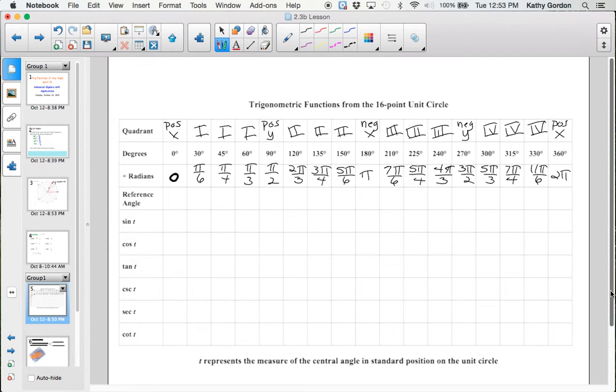Alright, so on your right triangle trig notes, find the trig functions that we did for the 30-degree angle.